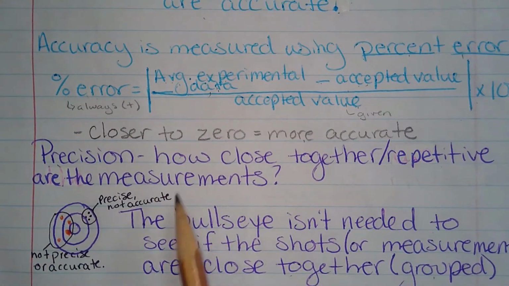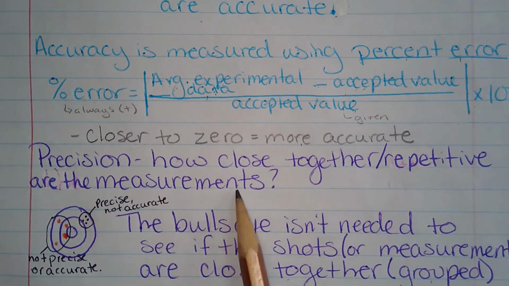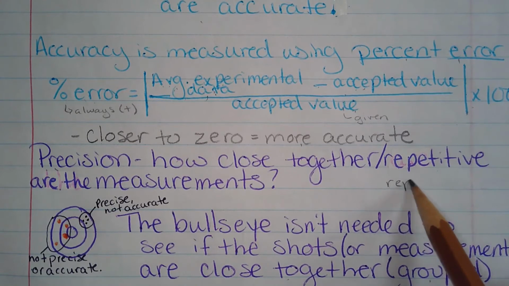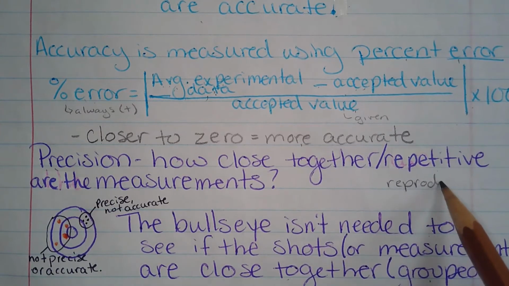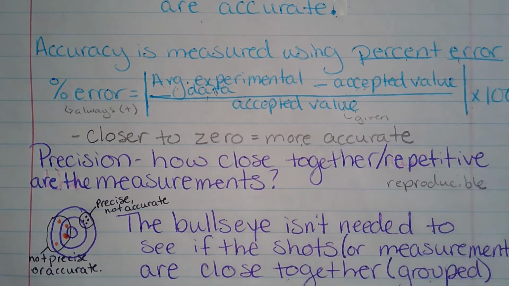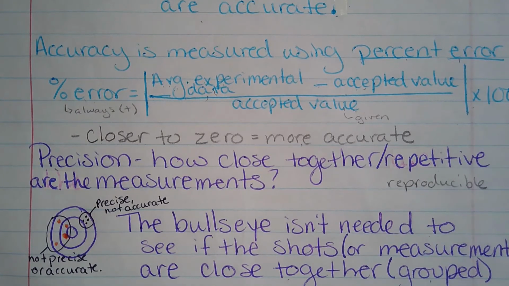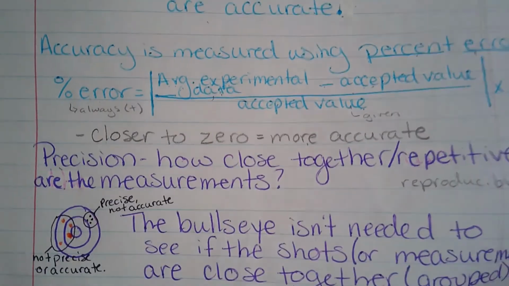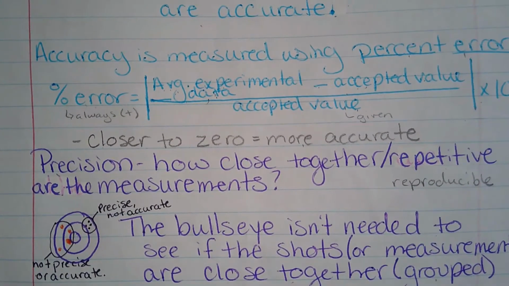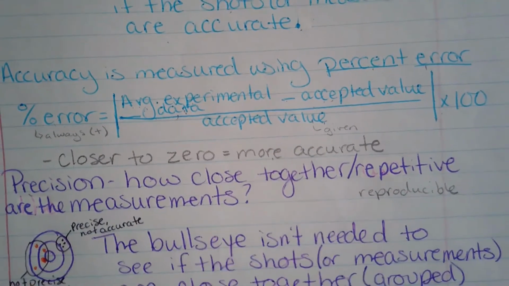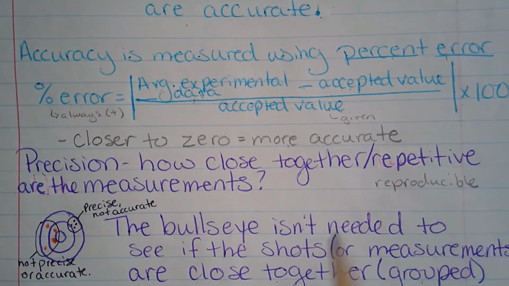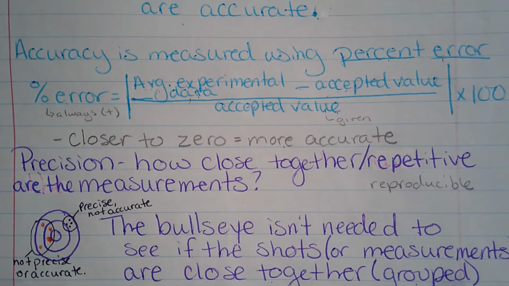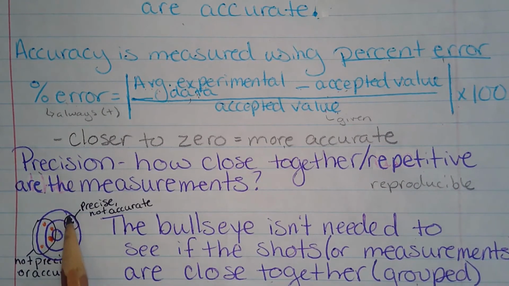Precision tells us how close together or how repetitive the measurements are. We also call this reproducibility, or how reproducible your measurements are. In order to determine precision, you don't need a target value. You just need multiple shots.